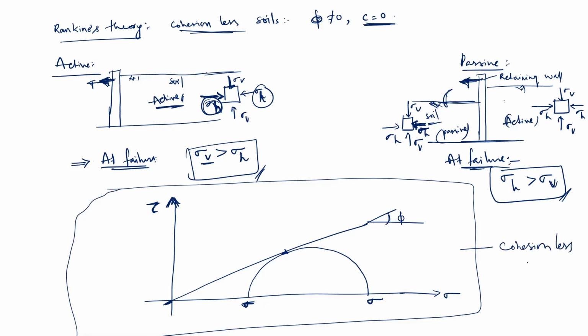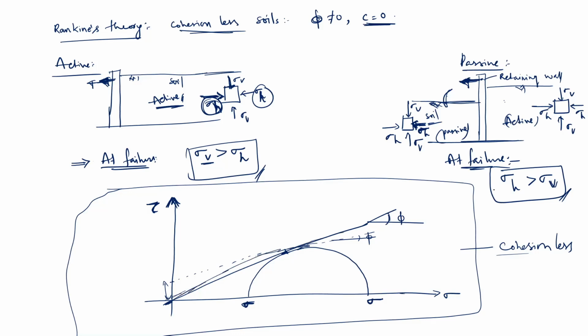If it is a cohesive soil, the Mohr-Coulomb failure envelope would be like this. If it is a C-phi soil, it has some C as well as some phi. As it is cohesionless, it is passing through the origin.